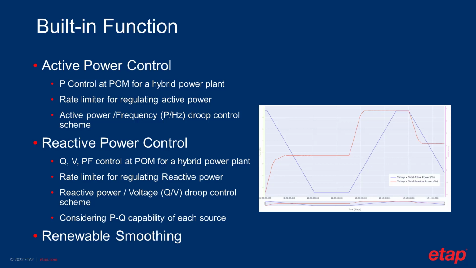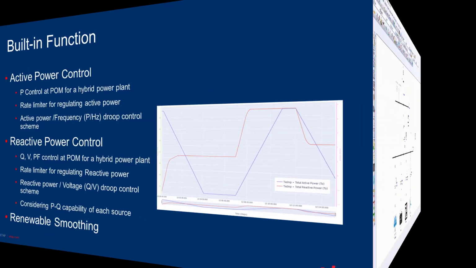For the reactive power loop, reactive power, voltage, or power factor at the point of measurement can be regulated. And again, this functionality can have a rate limiter and a QV droop control scheme. And also the PQ capability of all of the sources is taken into consideration when PPC is dispatching them.